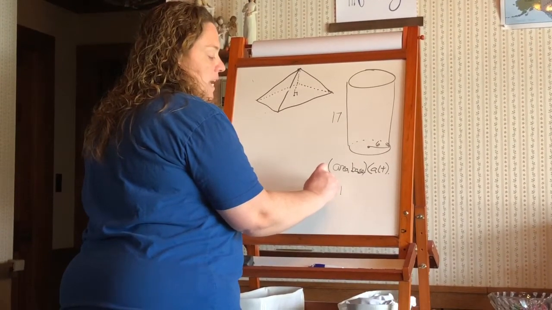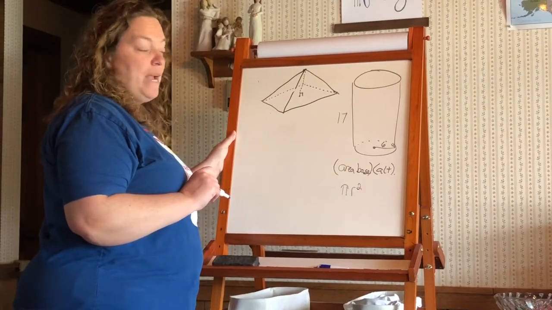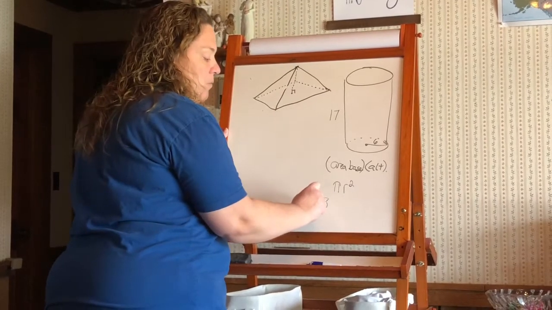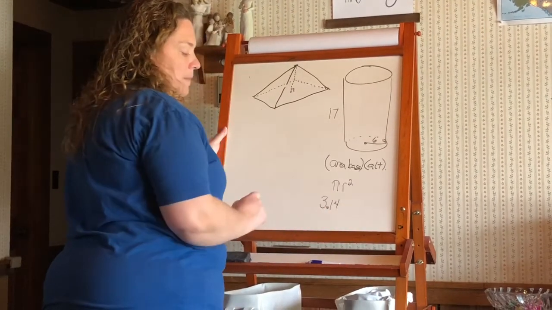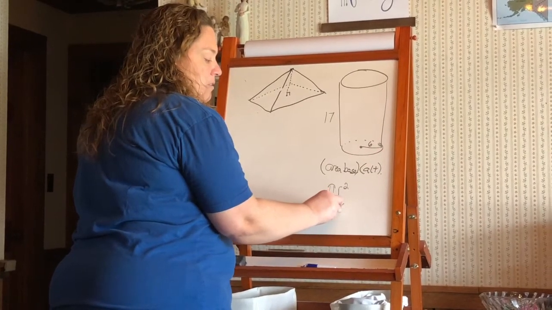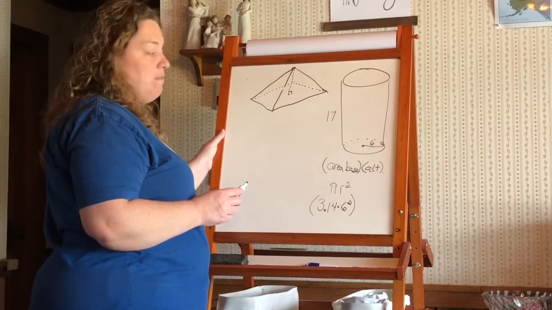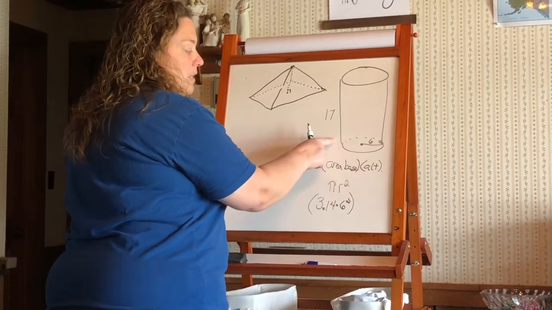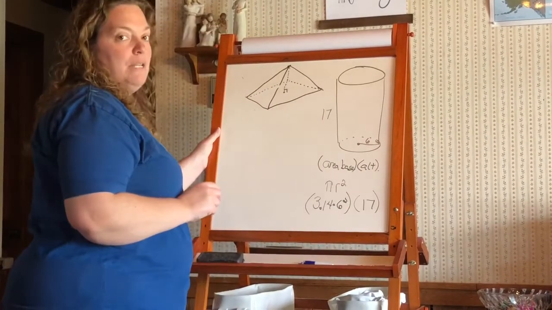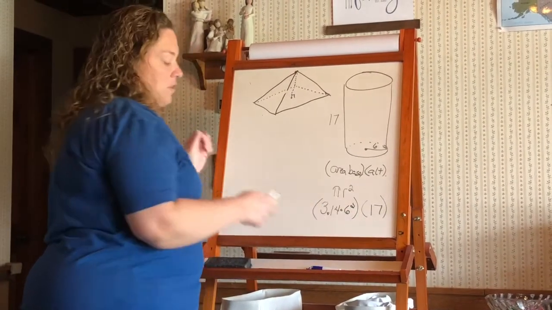We know the formula for the area of a base is pi r squared. To continue filling in, we know pi equals 3.14. The radius is 6, so it's going to be times 6 squared. That's how we're going to figure out the area of the base. The altitude is given right here. The altitude is 17. So we know that 6 squared, 6 times 6, is 36.